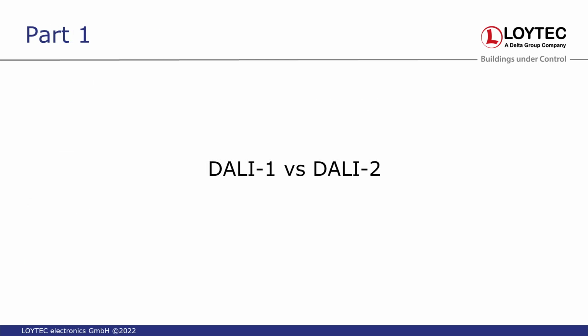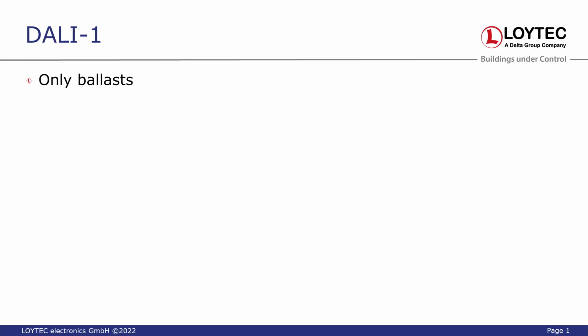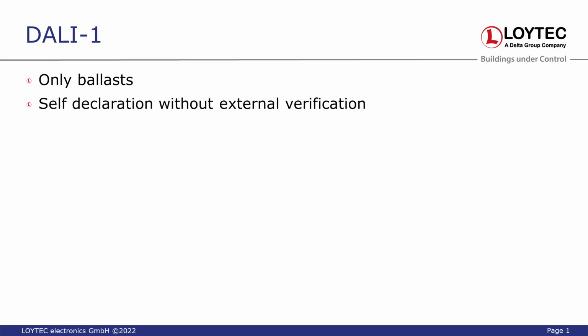Part 1. DALI 1 versus DALI 2. Let us check the differences between DALI 1 and DALI 2. In DALI 1, only ballast could be more or less certified, as this certification process was a mere self-declaration by the manufacturer of the ballast, without external verification.